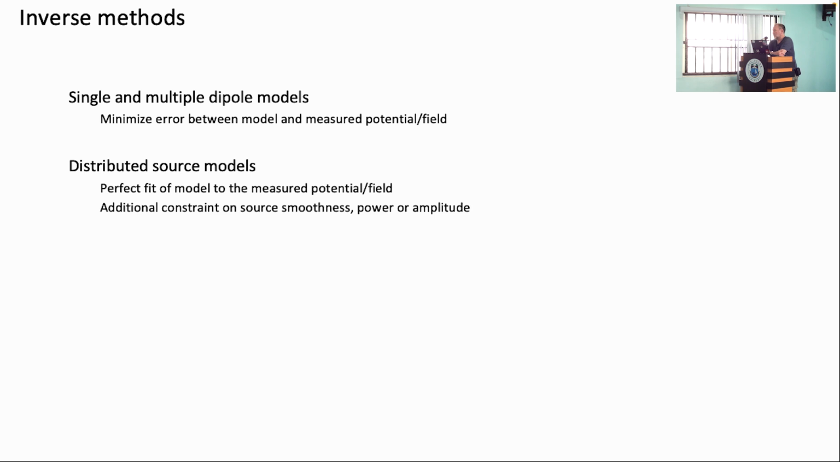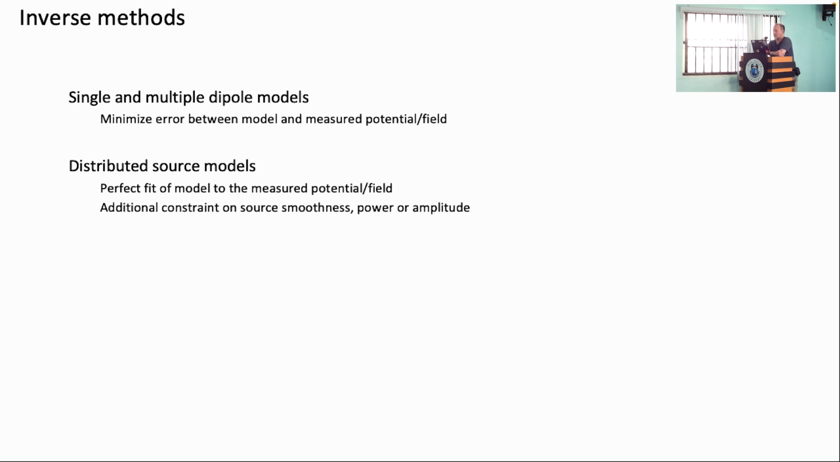Then we also have another family of methods, and those are distributed source models. So rather than assuming that the activity comes from a single point, with the distributed source model, we expect the activity to be distributed throughout the whole brain. The problem that we have with that is that we have a perfect fit of the model to the measured potential, and that means that we need additional constraints such as the source smoothness or the amplitude or the power.